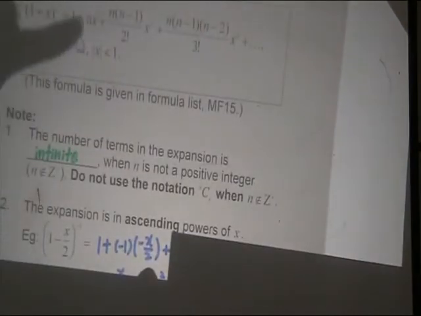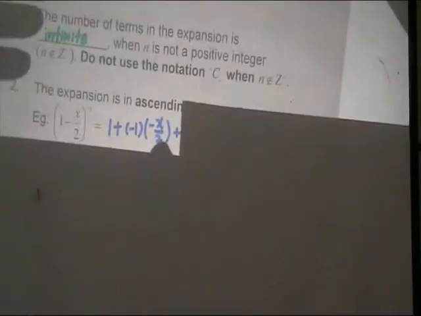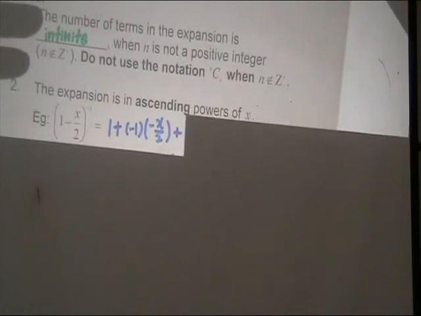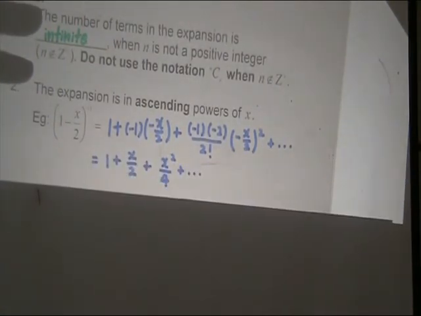And the third term, I have n times n minus 1 over 2 factorial times x squared. n is actually minus 1, so n minus 1 will be minus 2. So I will have minus 1 times minus 2 over 2 factorial times minus x over 2 to the power of 2, plus dot dot dot. Then you simplify it, you will get 1 plus x over 2 plus x squared over 4 plus dot dot dot.